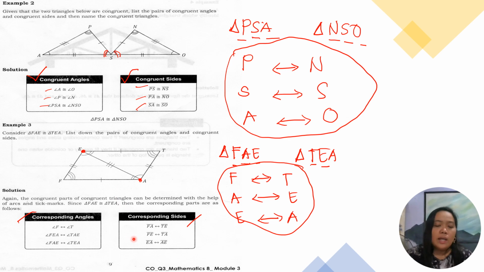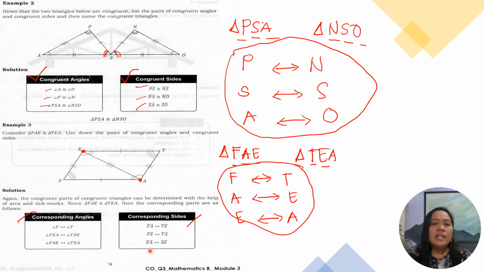What about the second one? Segment FE corresponds with segment TA. Remember, when you start with vertex F here, you must also begin with vertex T because F corresponds to T. And the last pair is segment EA. Segment EA of triangle FAE corresponds to segment AE of triangle TEA. Remember, vertex E corresponds with vertex A.